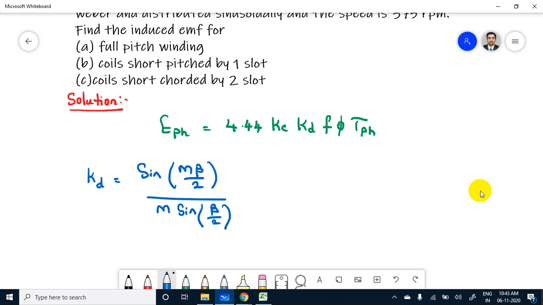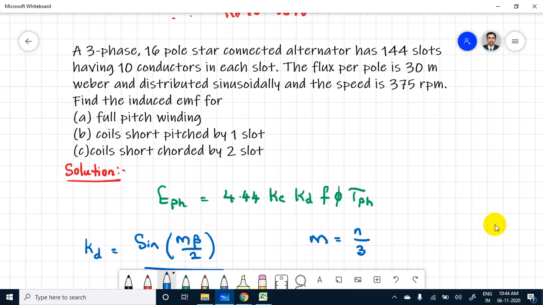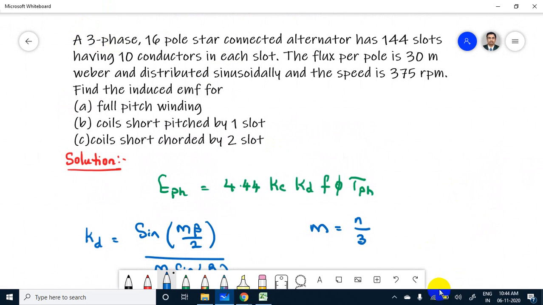M means number of slots per pole per phase, that is m equal to n divided by phase, 3 phase. Okay, this question will be a 3 phase, right? Number of phases will be 3, so I have put n as number of slots per pole. So how much is my m?